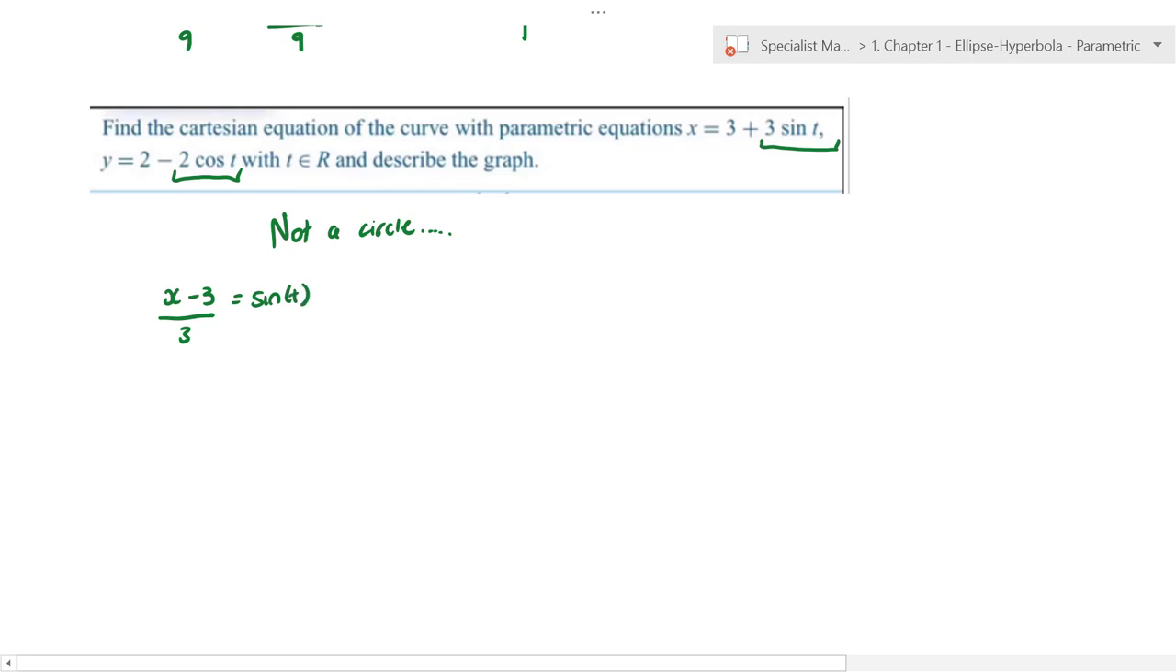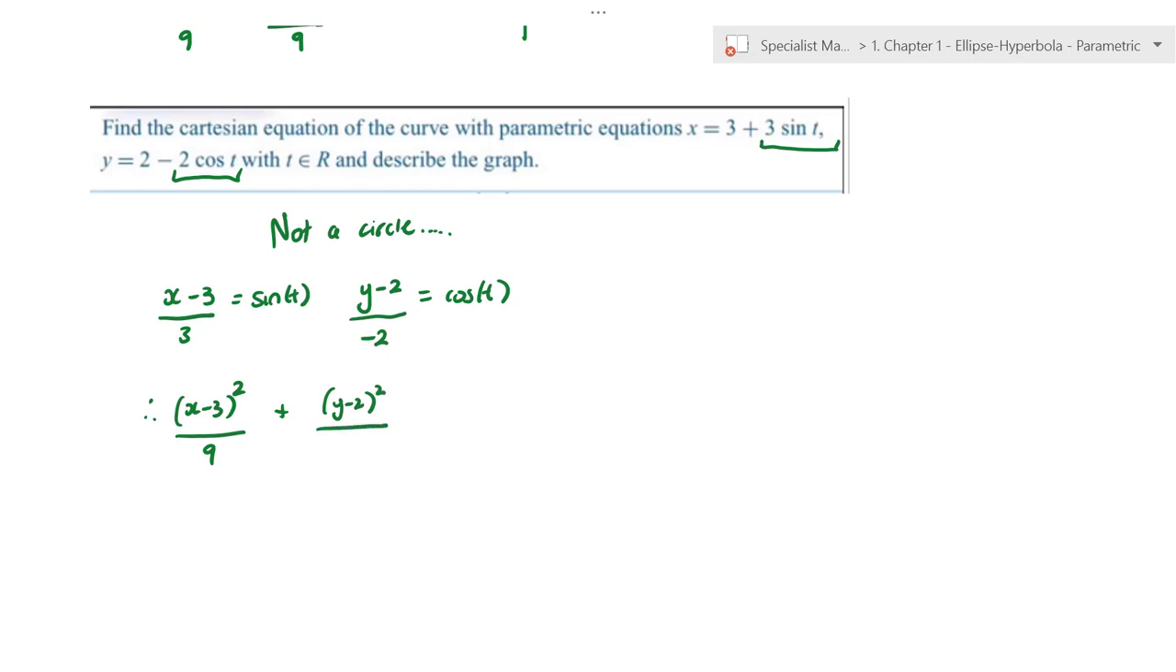This time our parameter is t, not theta. And we've got y minus 2 over minus 2 is equal to cos of t. Now, the reason I do that, don't worry too much about that minus 2, because when I square it, it's going to be positive. So what we're going to say is, therefore, (x minus 3) squared over 9 plus (y minus 2) squared over negative 2 squared, which is positive 4, that's equal to 1. Just like the same thing we've done before.